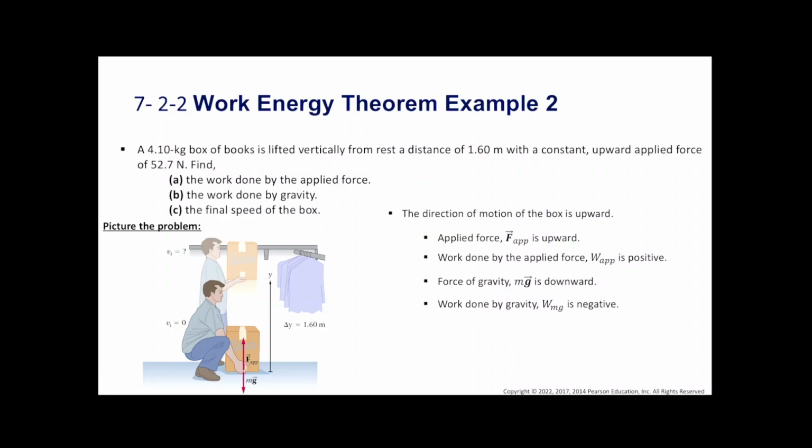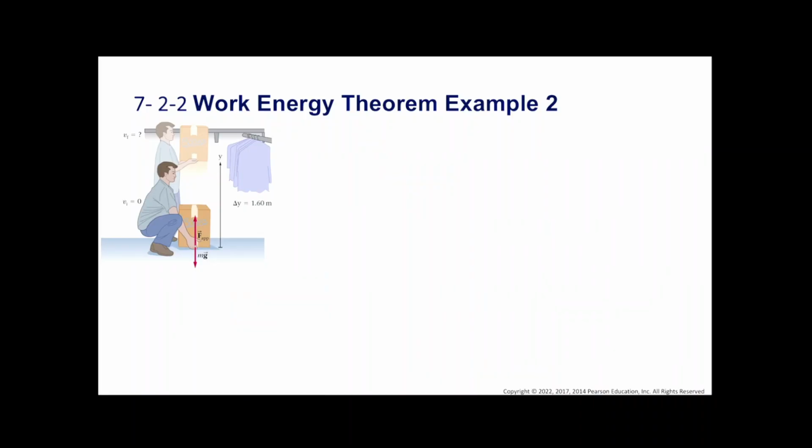Because of that we can find the total work done, which is equal to the work done by the applied force plus the work done by gravity. And from that we can find the final speed of the box using the work energy theorem, because the work done is equal to the kinetic energy difference. So we can find the final speed of the box using this equation. Now let's do the calculation.